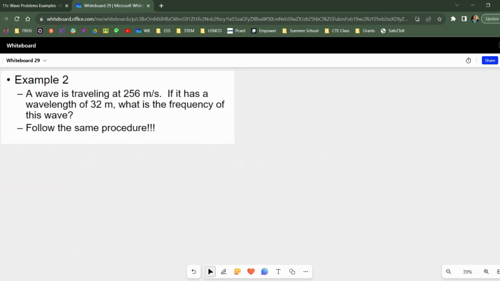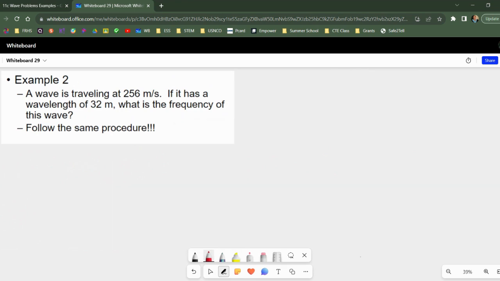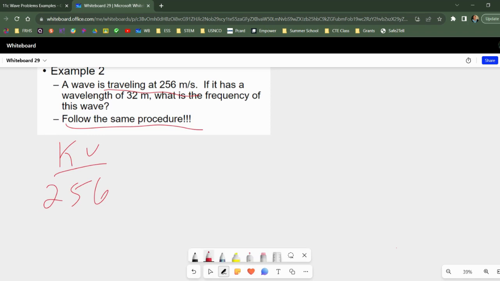All right, so example number 2, I have a wave. It's traveling at a speed of 256 meters per second. It has a wavelength of 32 meters. What's the frequency? Follow the same procedure. So we're going to list our knowns and unknowns. All right, we know that the speed is 256. Oops, I forgot to write my C there. Okay, so C equals 256 meters per second.